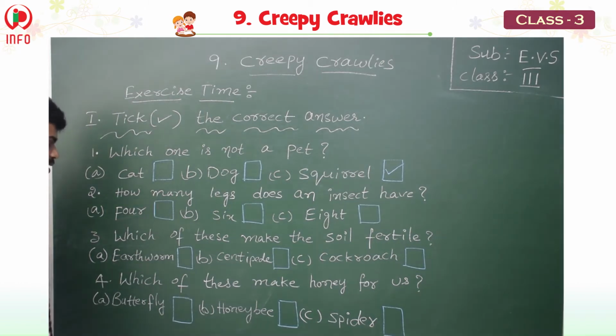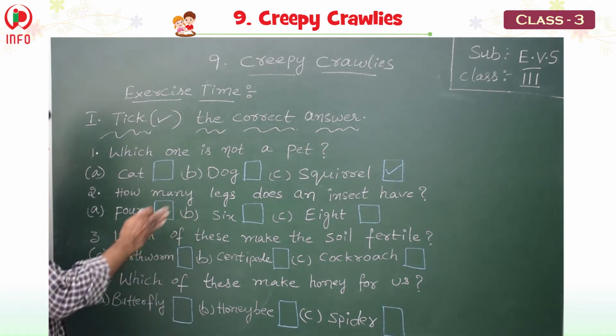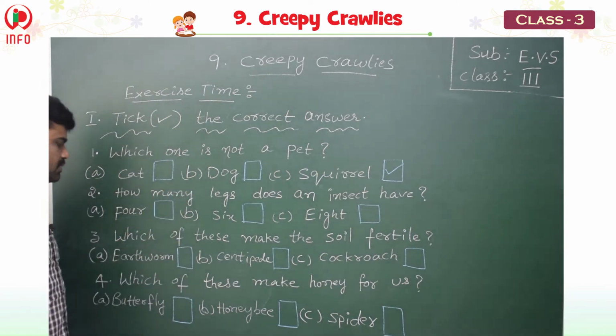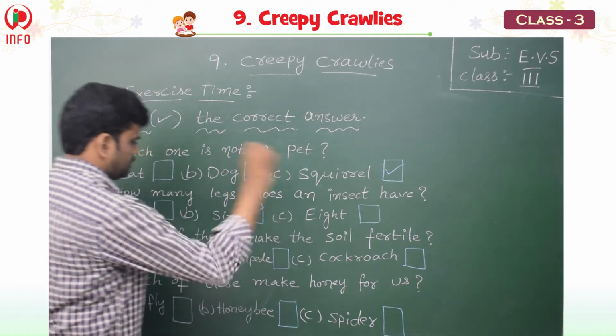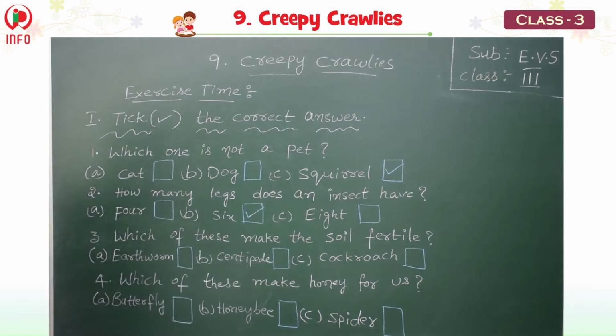Second question, how many legs does an insect have? How many legs, children? 4, 6, 8. So, answer is 6. So, I am keeping right for the option B.